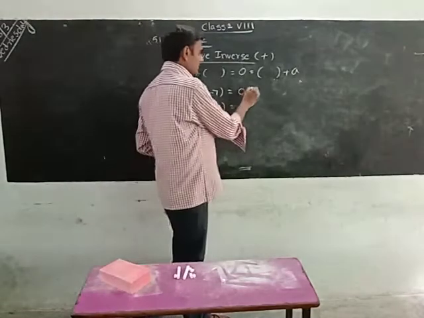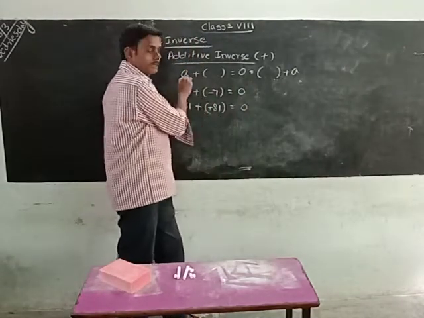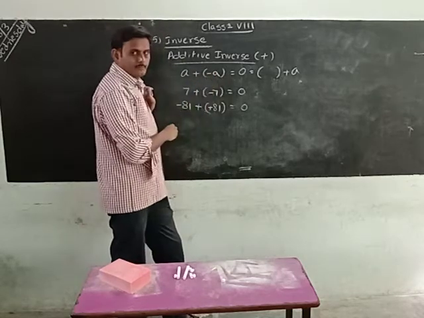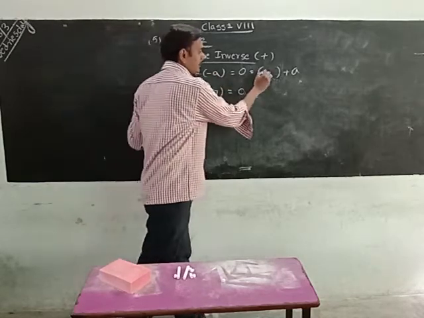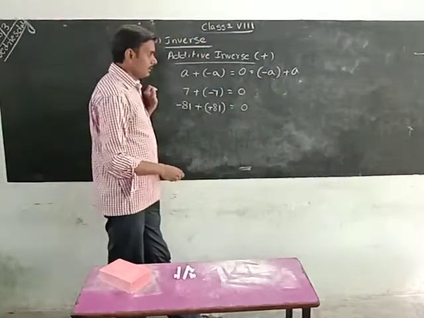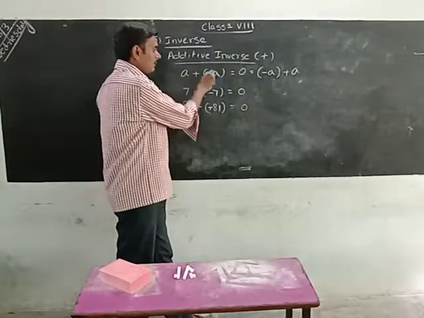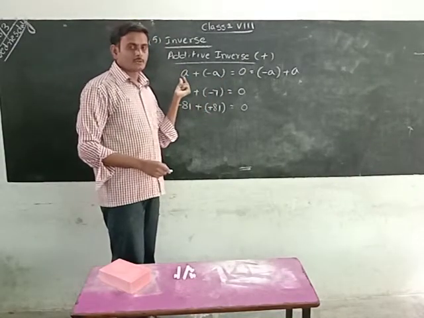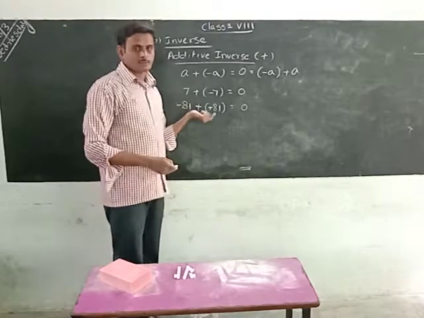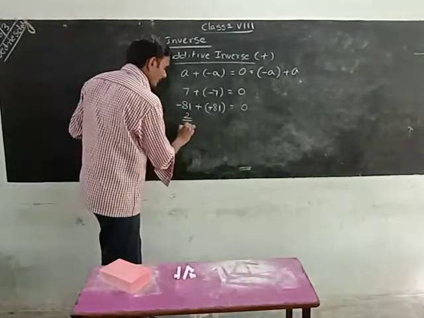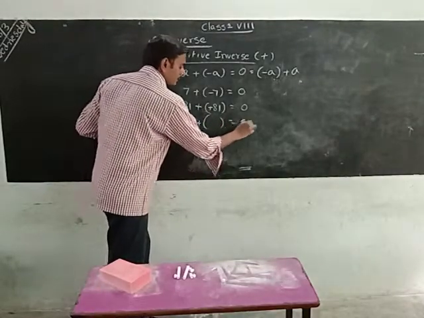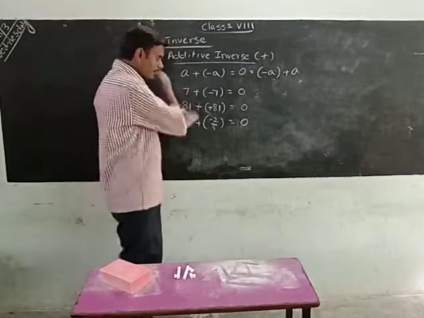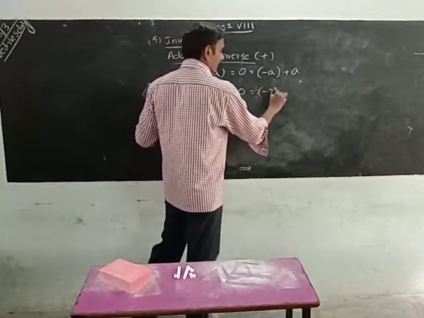If we change the order also, we will get the same. Any rational number a, then we can get minus a. A plus minus a equals 0. Similarly, changing the order also, we will get 0. A is called the additive inverse of minus a, and minus a is called the additive inverse of a. If you take a rational number like 2 by 5, add with which number will we get 0? Minus 2 by 5. Just change the sign.